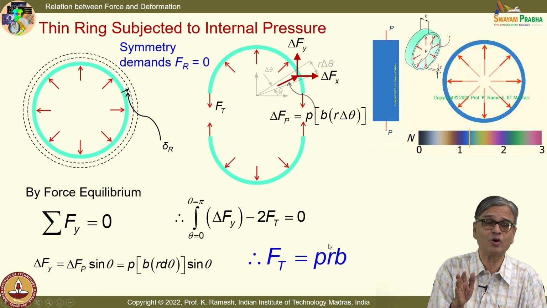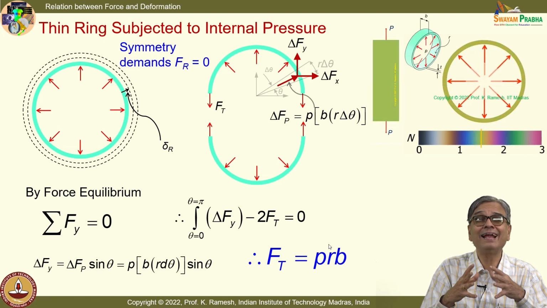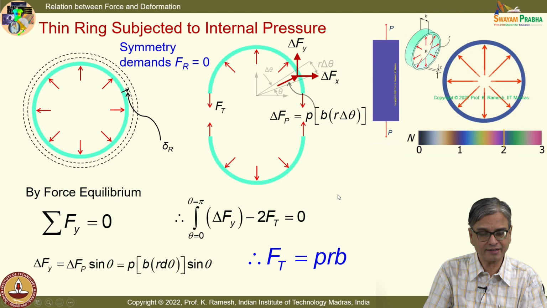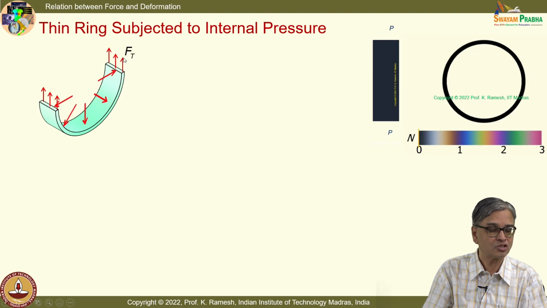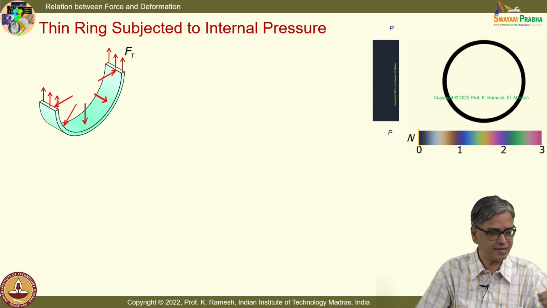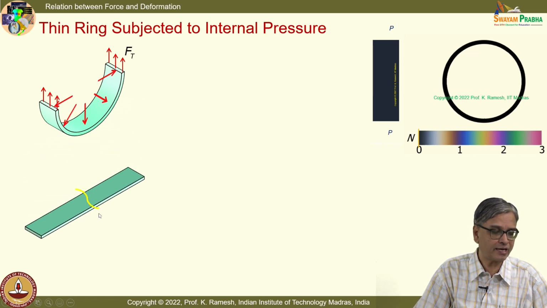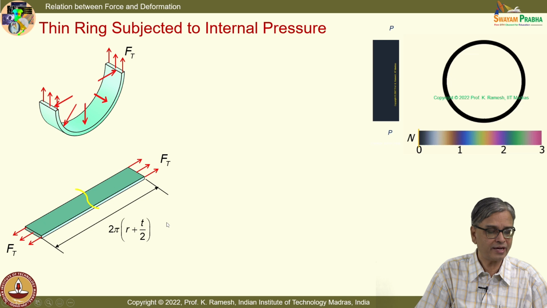But our ultimate goal is what? We want to find out the radial expansion of the pressure vessel, thin cylinder. So, I have this Ft acting like this, and if I completely unwrap, for the paucity of space, I cannot show you the complete length. So, I have put a cut here, and this is of the length of the complete circle. So, I will have this as 2 pi r, to make it a little more accurate, 2 pi times r plus t by 2.